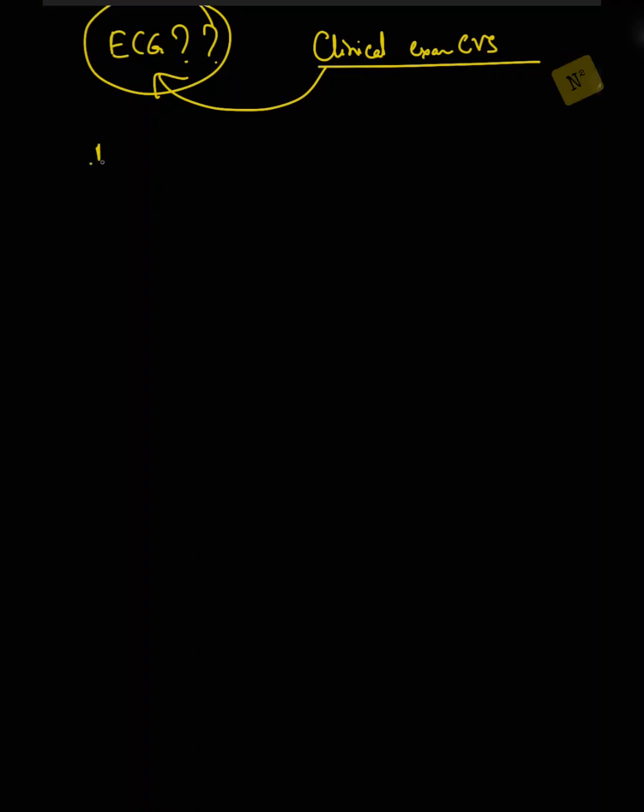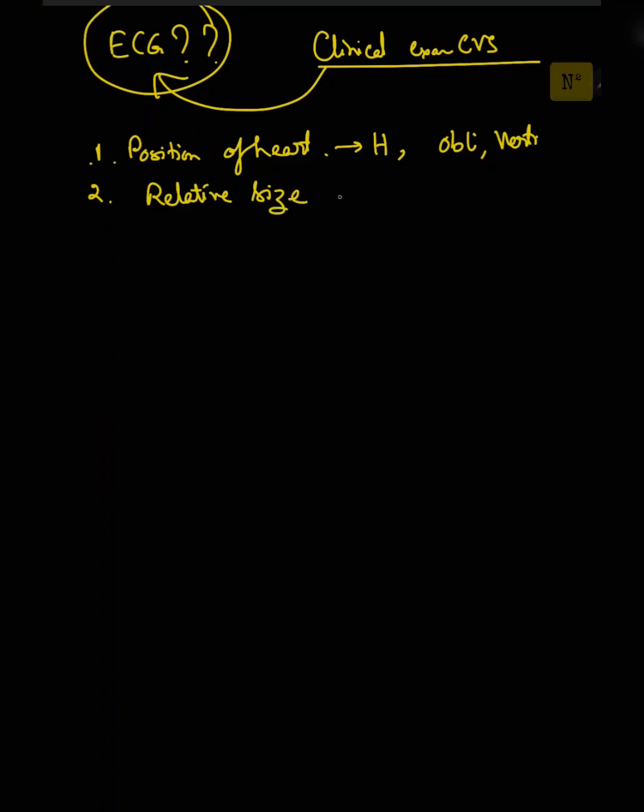First of all, we have to know about the position of the heart. It tells you about the position with respect to the horizontal axis, the oblique axis, or the vertical axis. We also will be able to know the relative size of the heart, whether the heart has pathologically increased in diameter, or the cardiac chambers or the cardiac muscles are abnormally enlarged or not, or whether there are any abnormal atrophic areas or not. All these things we can note down.